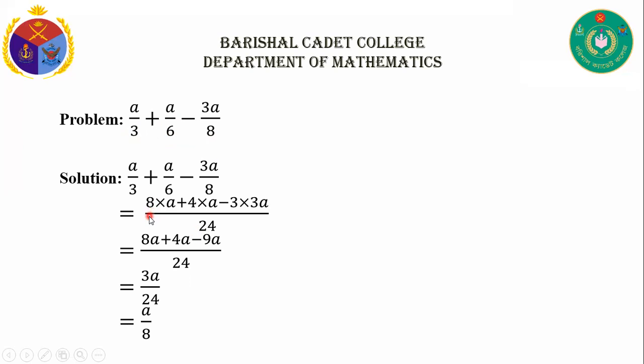So we have to find the quotients. The quotient of the first fraction is 8, so 8 into numerator a. The second quotient is 4, so 4 into a, and minus 3 into 3a. So we get 8a plus 4a minus 9a, so we have 3a divided by 24, that is a by 8. So this is an easy problem. Okay, so boys, that's all for today, and I think you all understood this class.